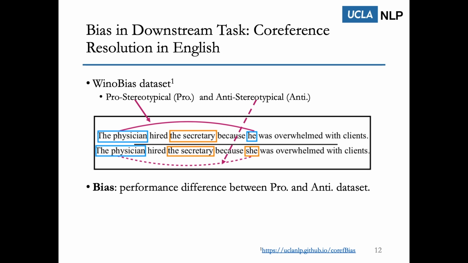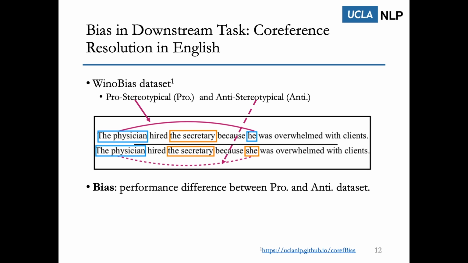The dataset contains two subsets. One is called pro-stereotypical, and the other is anti-stereotypical. The difference is whether the correct link in the sentence follows the societal bias or not. The societal bias can be obtained from labor statistics. For example, the first sentence here has a link between the physician and he, which is the pro-stereotypical one, and the following one is an anti-stereotypical sentence.